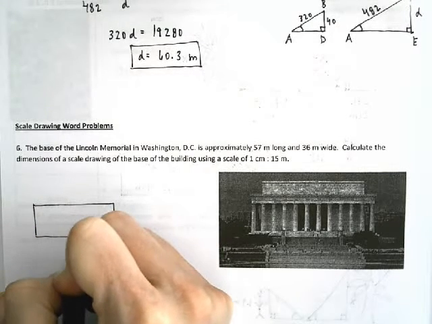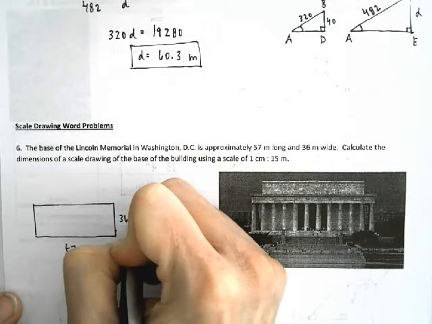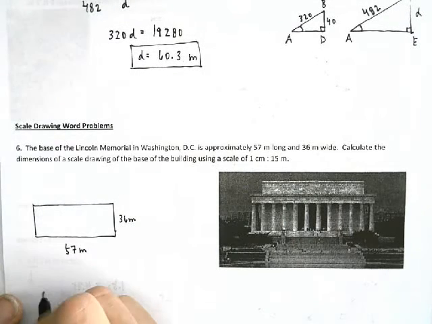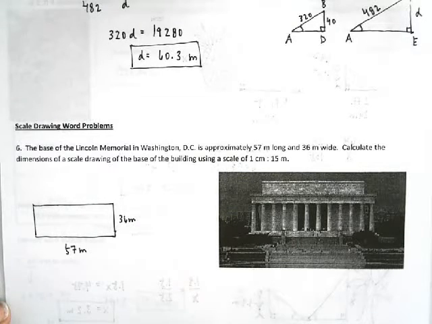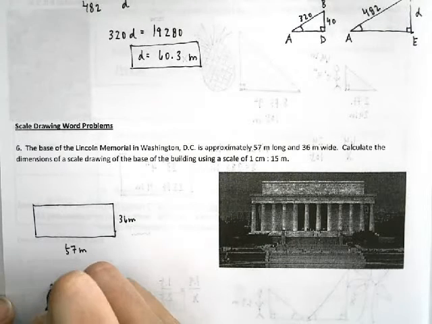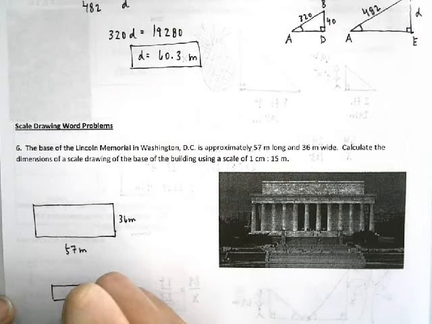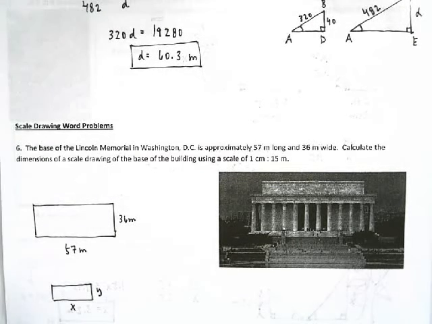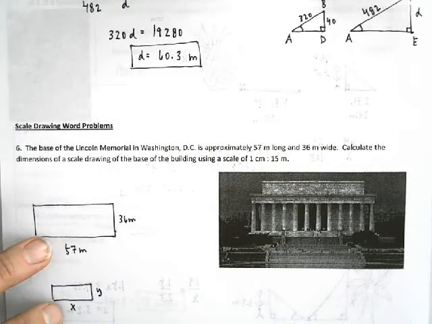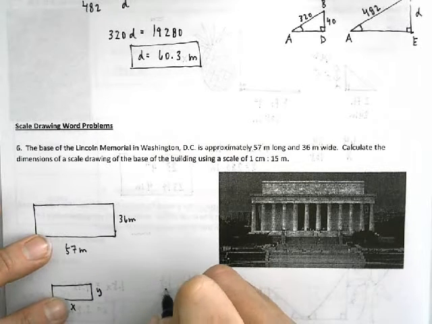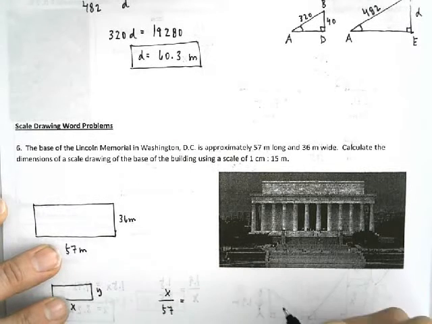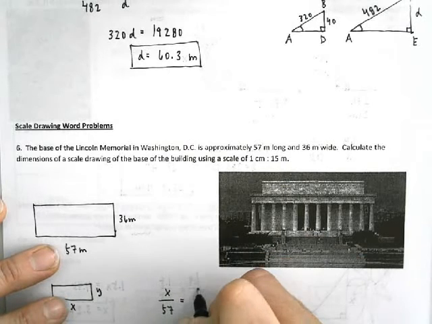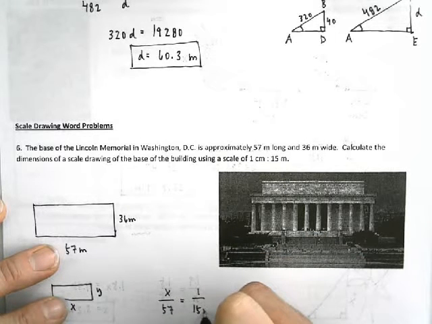So I have 57 meters and 36 meters. And it wants us to calculate the dimensions of a scale drawing of the base of the building that has a scale of 1 centimeter to 15 meters. So I can think of my scale model. Here's my length and my width. Now, let's start with the length. I know the ratio of the length of the model to the actual has to be the same ratio that I'm using in my scale drawing, 1 centimeter to 15 meters.